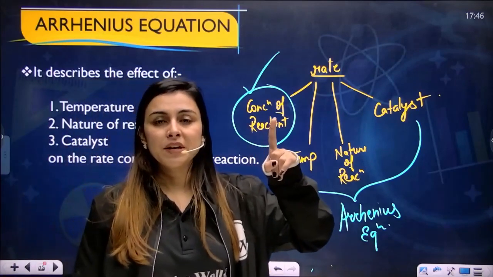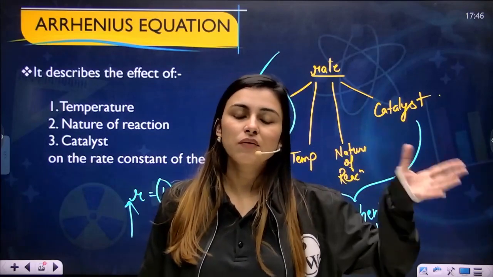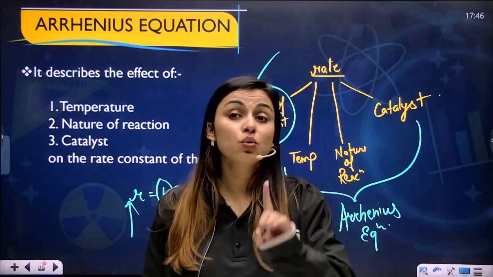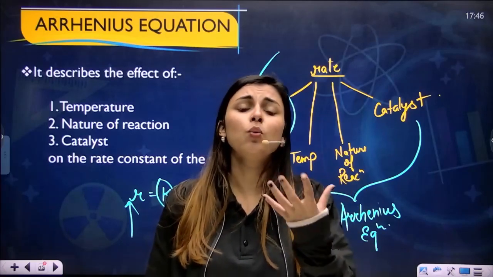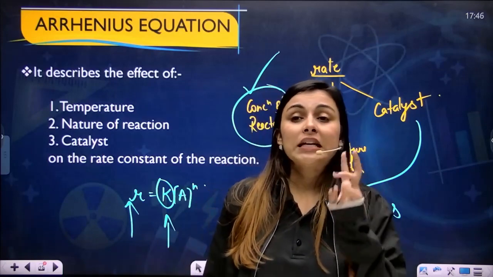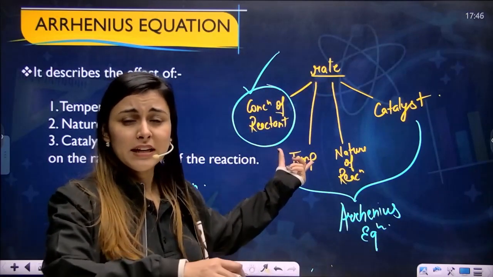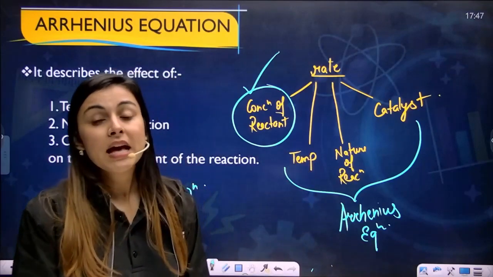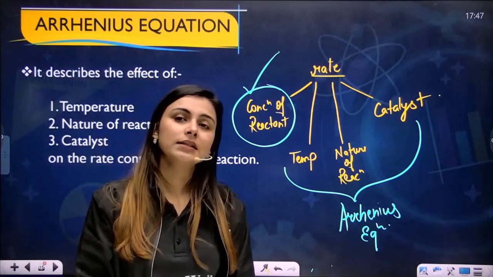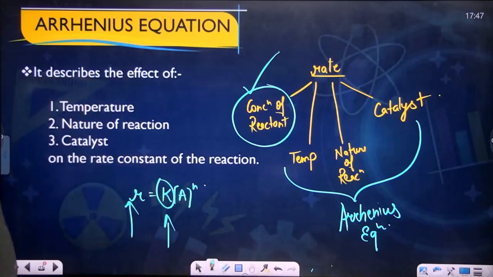If you increase the temperature, your rate constant will increase. If the nature of the reaction is changing for different reactions, there will be different values of rate constant. And if you use a catalyst, the rate of the reaction will also increase or decrease depending on what catalyst you are using. So these three factors do not directly affect the rate, but they do affect the rate constant, which eventually affects the rate of a reaction. And this we will be studying in the Arrhenius equation. I hope you're clear with this. Perfect, my dear students. If you want to write it, first write it and then we'll move forward.